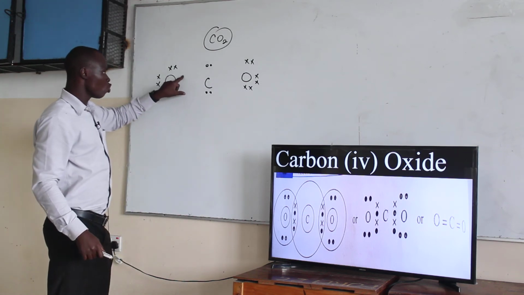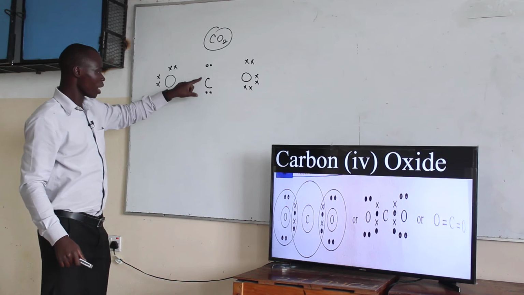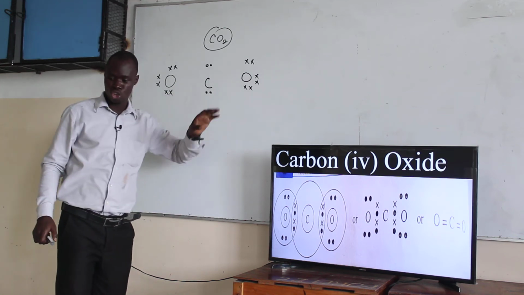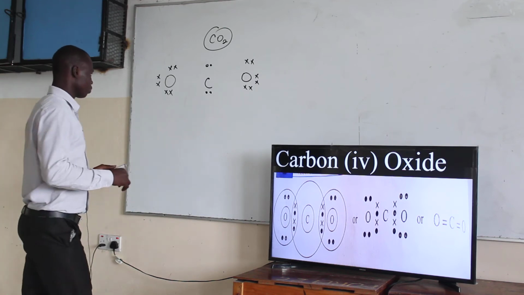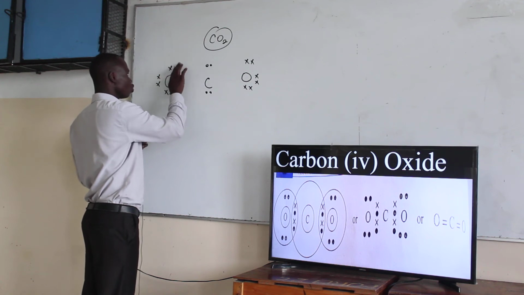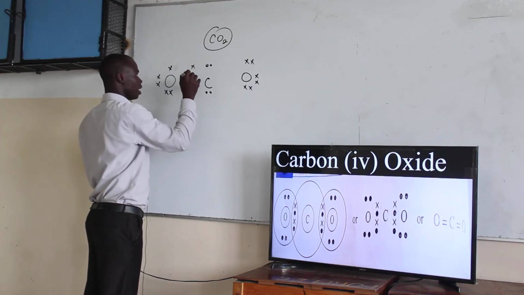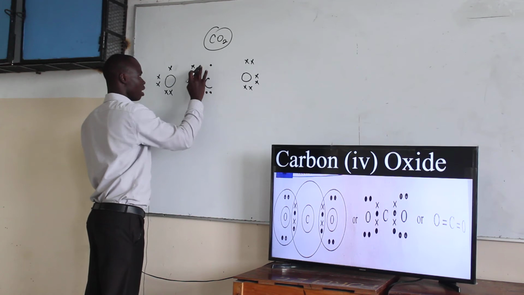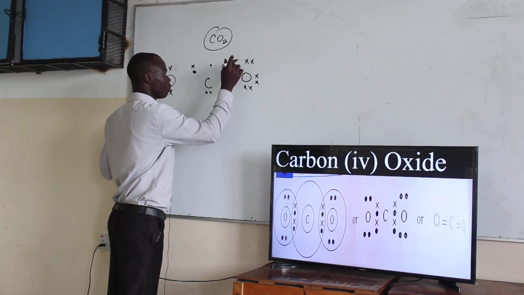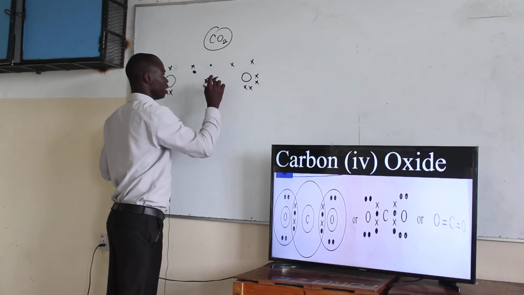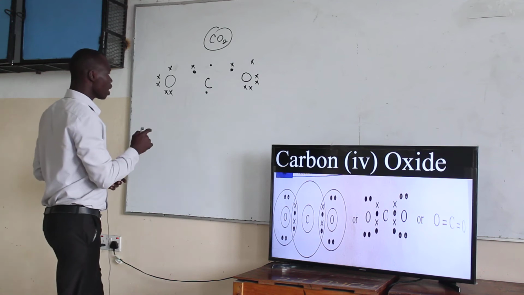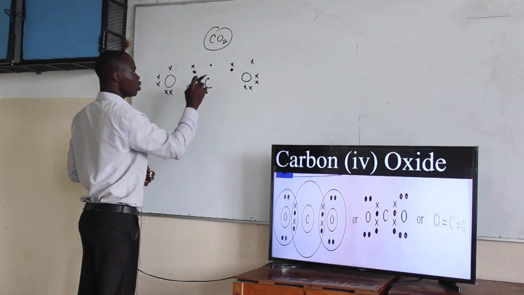Oxygen needs only 2 to be stable, while carbon needs 4, and hydrogen here needs how many? 2. Now, if suppose oxygen contributes 1 here, that means carbon will contribute 1. Coming to this part, oxygen contributes 1, then carbon contributes 1. Now, if we count around carbon, how many do we have?